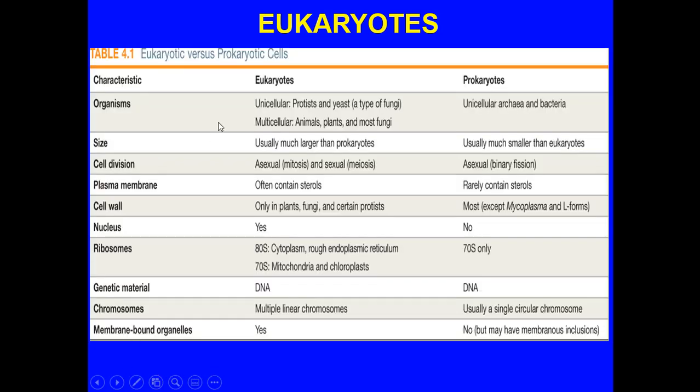Okay. So if you take a look here, we have the eukaryotic versus prokaryotic. I encourage you to take the time to review them. But the key points here are, look, with organisms, eukaryotes can either be unicellular, such as protists, or a type of fungi, the yeast, the single-celled one.